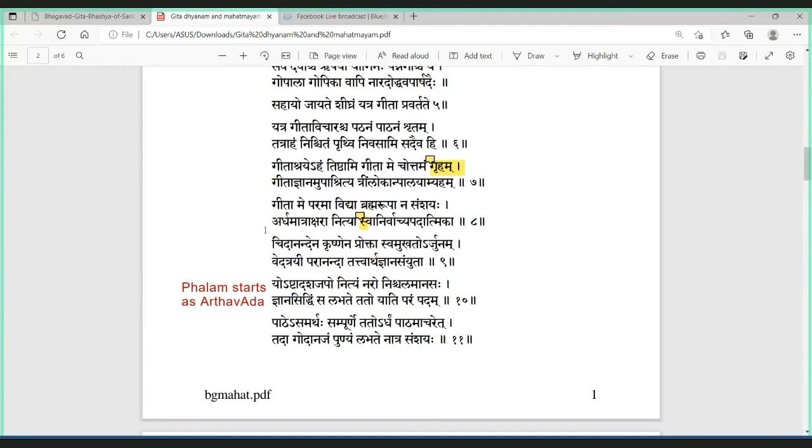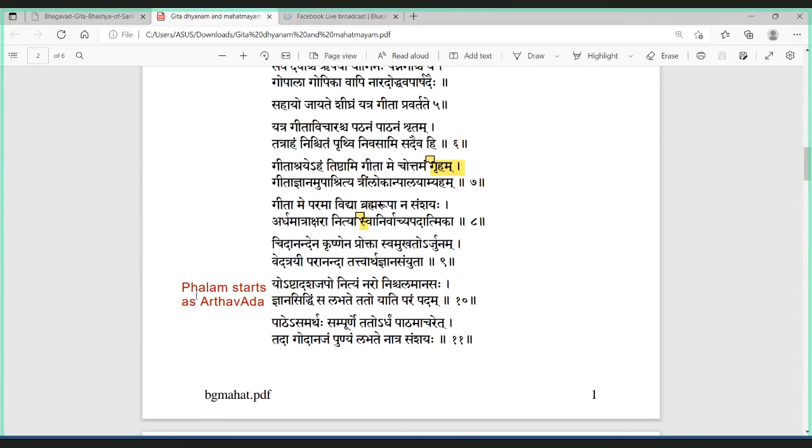Then, Chidanandena Krishnena Prokta Swamukhatorjunam Vedatrayi Parananda Tattvartha Jnana Sanyuta. He says, Chidananda Krishna himself, Prokta, he said. Who's Krishna? Chidananda, Chit Ananda. Himself, Prokta, spoke. Swamukhataha, from his own mouth. He himself has spoken this. To whom? Arjunam, to Arjuna.